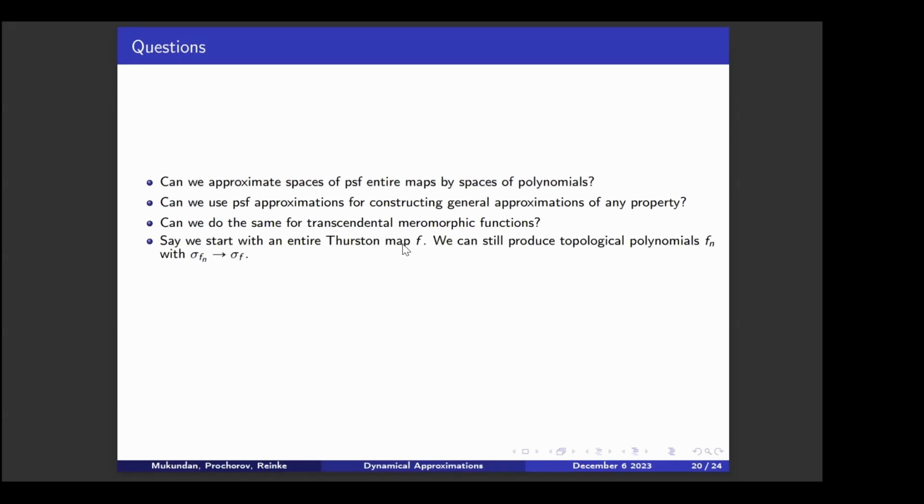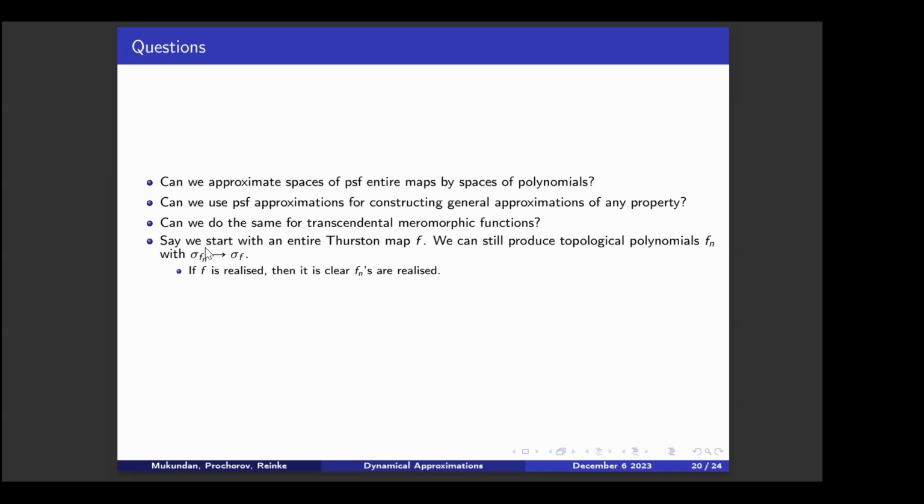And lastly, this is the biggest question. Can we use polynomial approximations to study obstructions for entire maps in some way? So let me break down the problem. Say we start with an entire map F, an entire Thurston map F, so we don't necessarily know that it is realized. We can still produce topological polynomials F_n with sigma F_n converging to sigma. That's what main theorem B says.